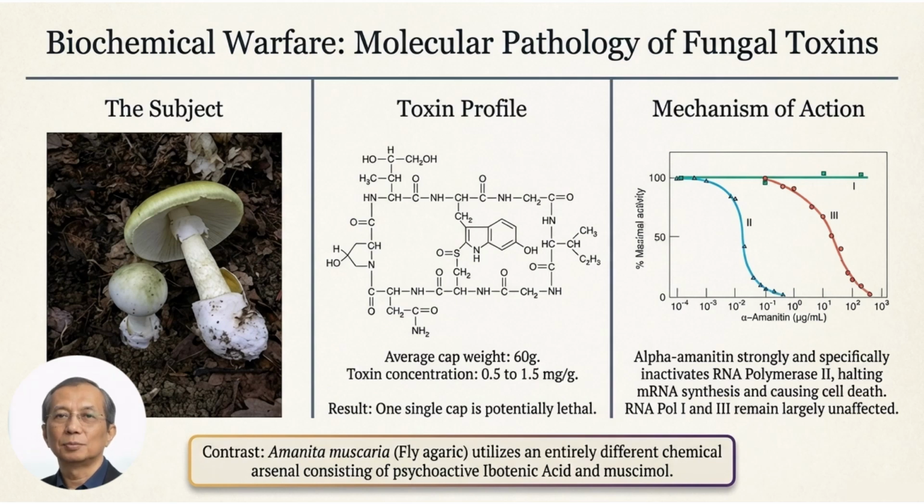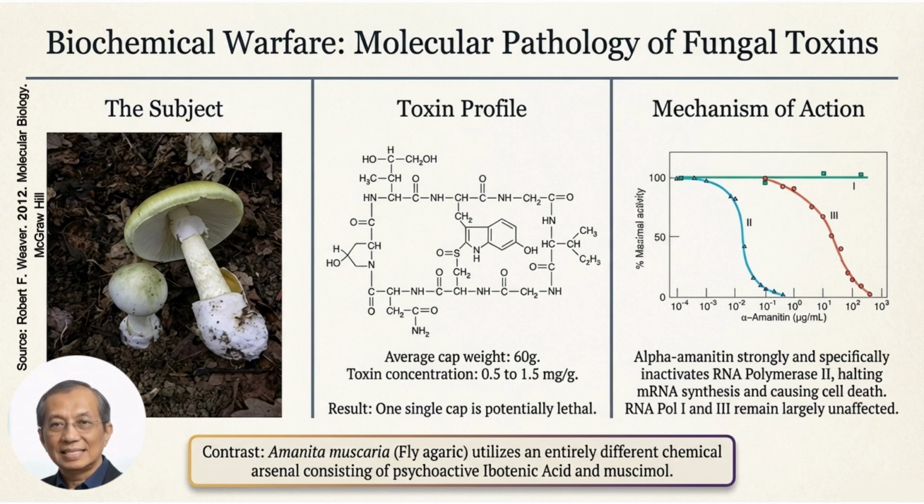Fungi are not always benign. Some engage in biochemical warfare through the production of potent toxins. A prime example is Amanita phalloides, commonly known as the death cap mushroom. Its deadly secret lies in alpha-amanitin, a toxin that strongly and specifically inactivates RNA polymerase II, effectively halting mRNA synthesis and leading to cell death. The lethality is stark. A single cap can be fatal.